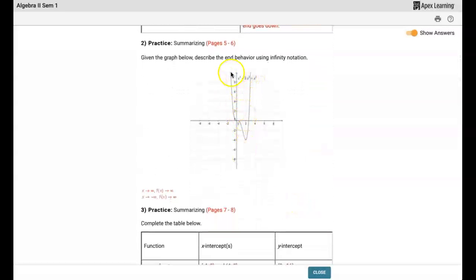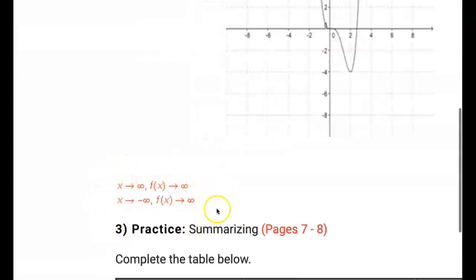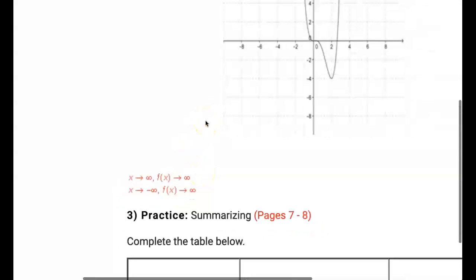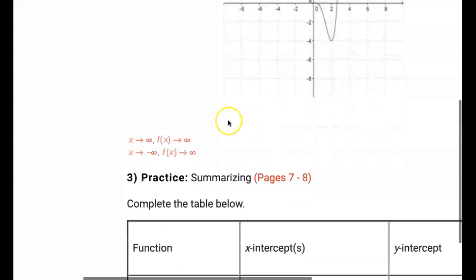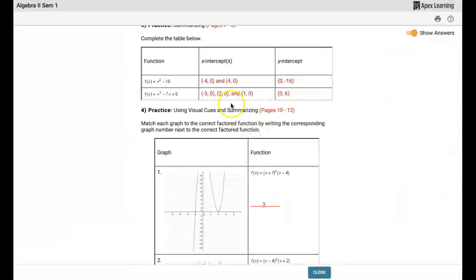All right, looking at this here again, we can tell that it's going upwards forever and ever. And what this is saying is use infinity notation. So this is our infinity notation, if I didn't mention that earlier. Basically saying, what is y doing when x goes towards infinity or negative infinity? So x positive infinity is over here, and what this is saying is x goes towards infinity, our output y is also going towards infinity. This one here is x goes towards negative infinity, y is also going towards positive infinity. So that would be how you answer that question there.